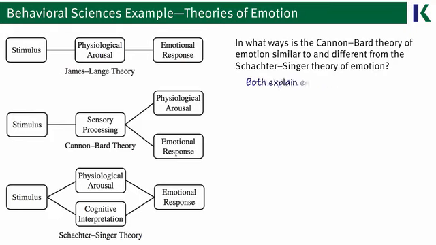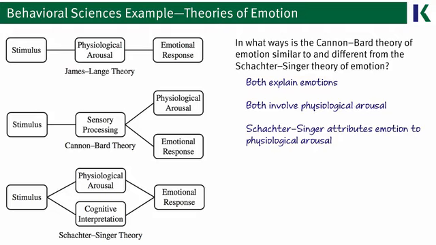So Schachter-Singer is similar to Cannon-Bard in that both of these theories attempt to explain the origin of emotions. It's also similar to Cannon-Bard in that both look at the role that physiological arousal plays in the experience of emotions. But the theory of Schachter-Singer is different from Cannon-Bard and actually a lot more like James-Lange in that emotions are the result of physiological arousal in Schachter-Singer.